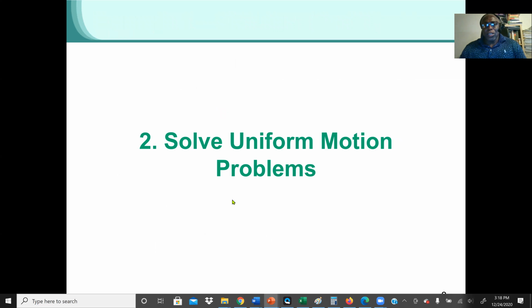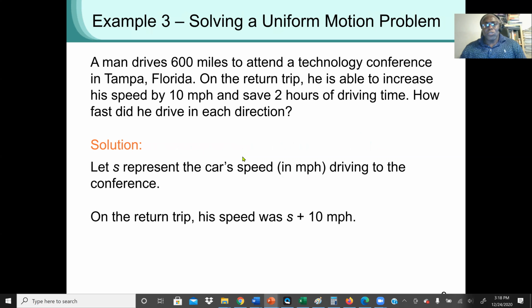So let's move to our next problem. Again, our first question was solving geometric problems. Second question, solving uniform motion problems. The question given to us here is, we have a man who drives 600 miles to attend a technology conference in Tampa, Florida. On the return trip, he is able to increase his speed by 10 miles per hour, and it also saved 2 hours of driving time.